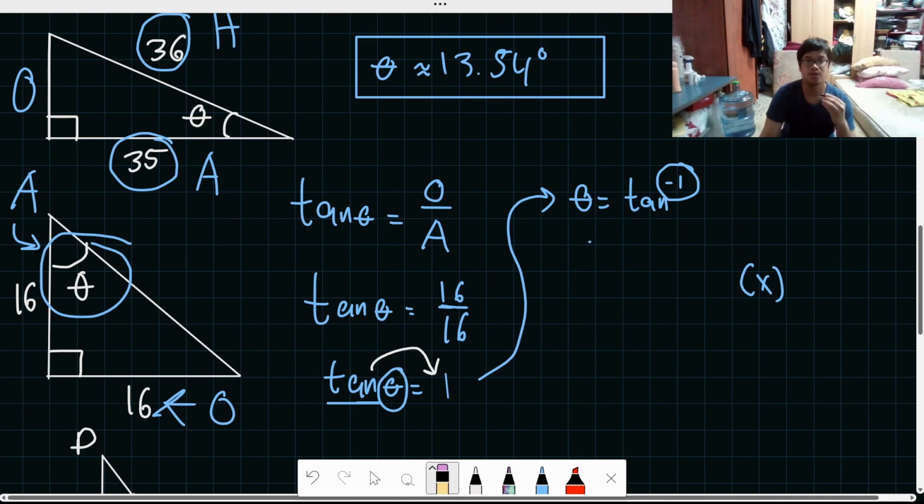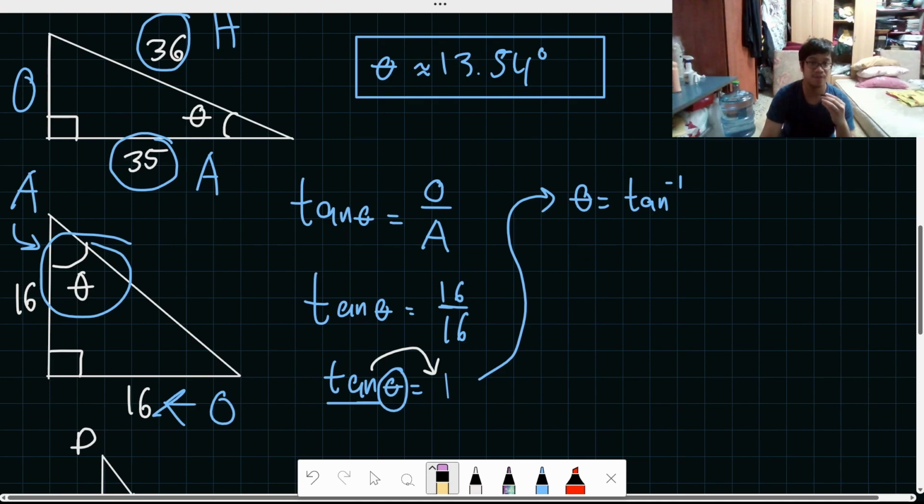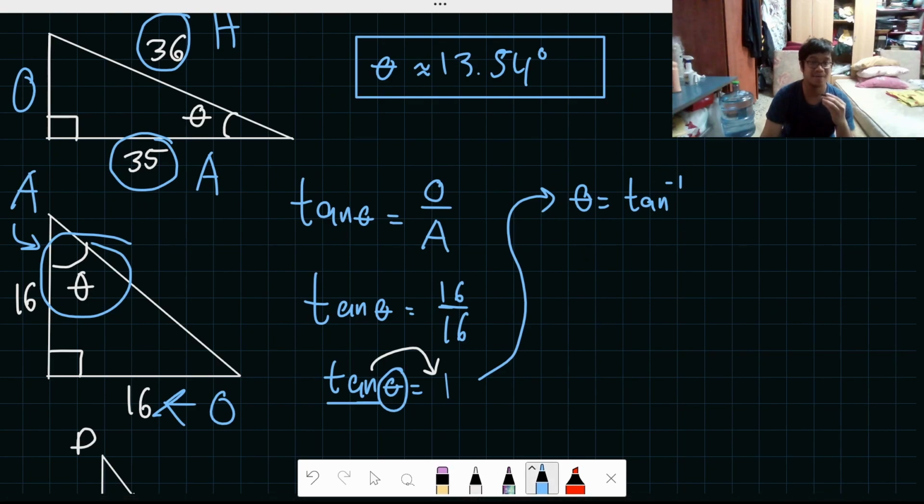So going back, yes, we put a negative 1 here, but it looks like a negative 1 and it's not. Then open parenthesis, 1, close parenthesis. That's it, right? Or you can use instead arc tangent of 1. Either way, both of them are correct, but I would rather use this for simplicity.